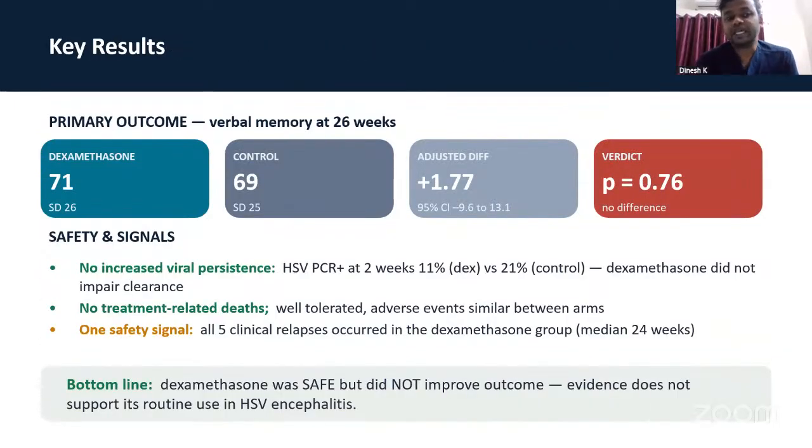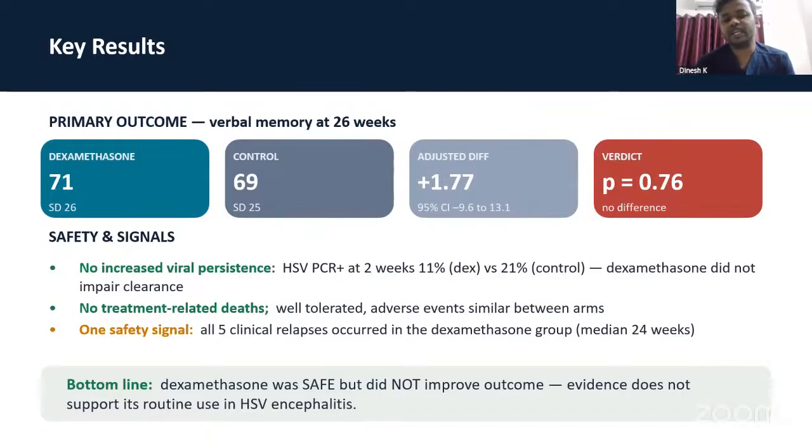So coming to the key results of the dexamethasone trial. The primary outcome, the verbal memory at 26 weeks. If you see the dexamethasone group, the mean score is 71, and in the control group, the mean score is 69. The adjusted mean difference is 1.77, varying from -9.6 to 13.1, which also includes zero. The p-value of 0.76 is basically statistically no significant difference. The dexamethasone didn't improve the verbal memory in patients with proven HSV encephalitis.